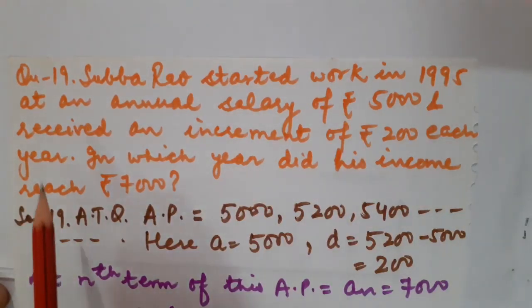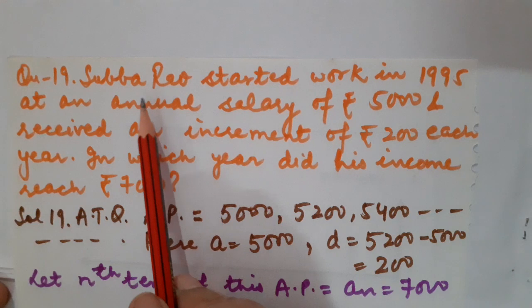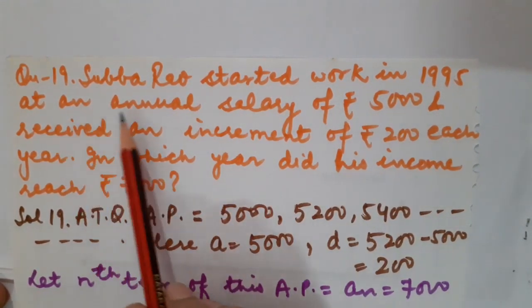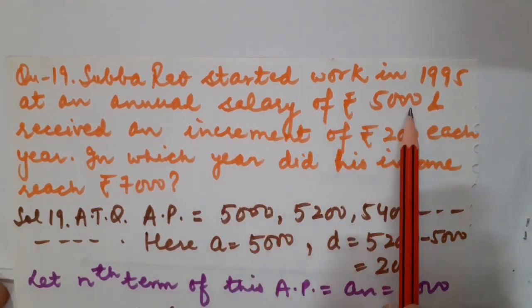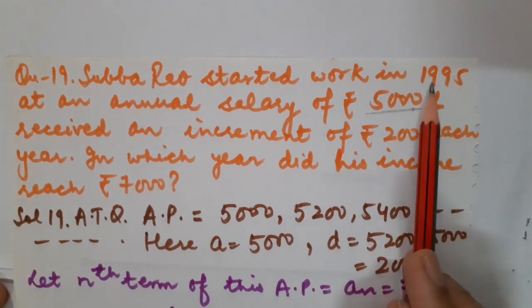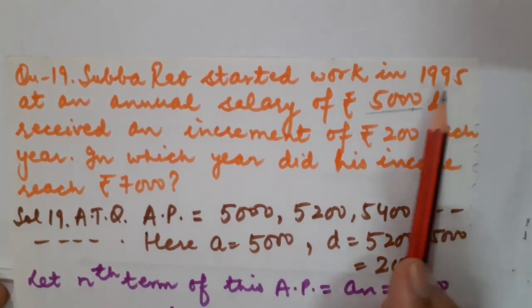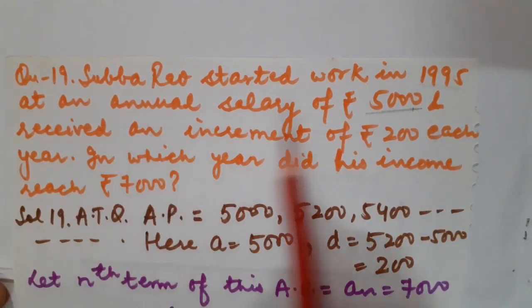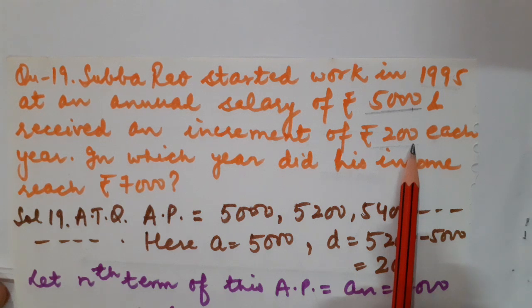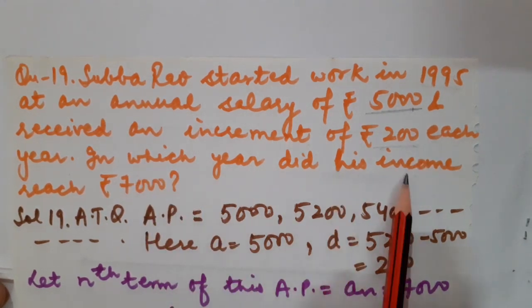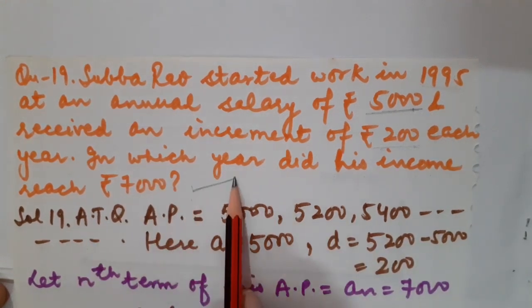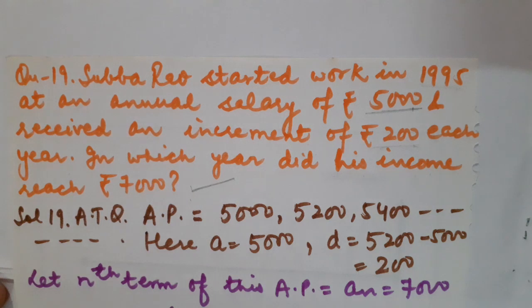Now let us switch to the next question. This is question number 19. Subba Rao started work in 1995 at an annual salary of rupees 5,000. The person was getting 5,000 as the annual salary, starting from which year? This is 1995. And received an increment of rupees 200 each year. Every year the person was going to get the increment of 200. In which year did his salary or his income reach rupees 7,000? This we will have to calculate.